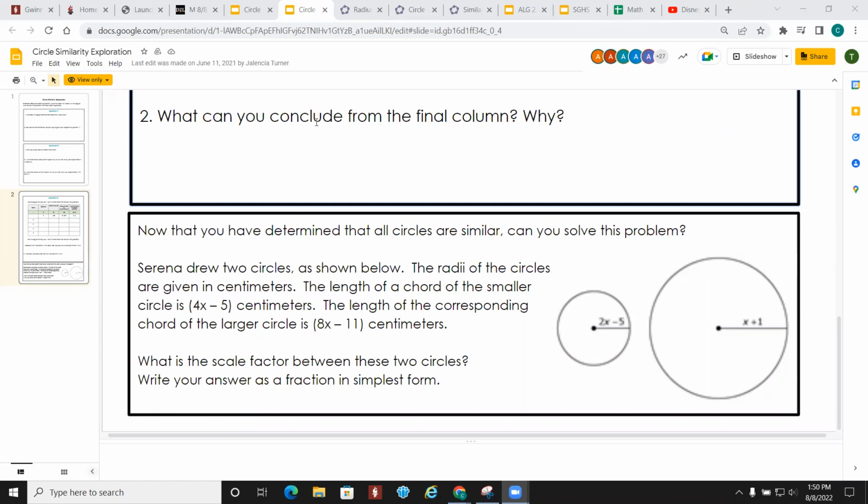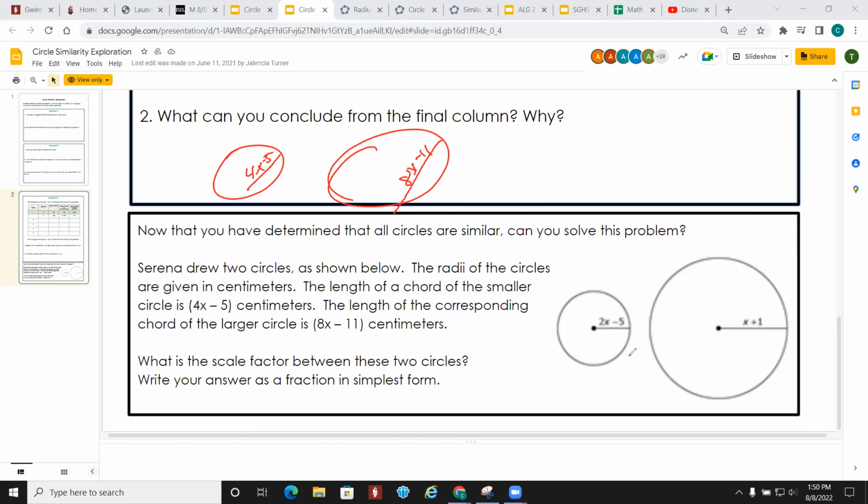Okay. So they tell us that we've got this one circle and its chord length is 4x minus 5. Then they tell us we got this other circle and that corresponding chord length is 8x minus 11. So how do we figure out scale factor? Go ahead.